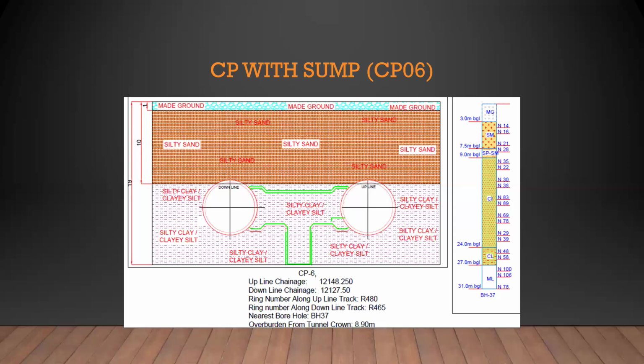This picture is showing the CP with some facility. Here you can see up to 1 meter below the ground, man-made ground was there. After that, silty sand is there, and after the silty sand, silty clay is present. The green color is showing the sump to collect the water. Then that will be dewatered through the dewatering pipe. In Lucknow Metro, at maximum, we dug the sump around 4 meters.